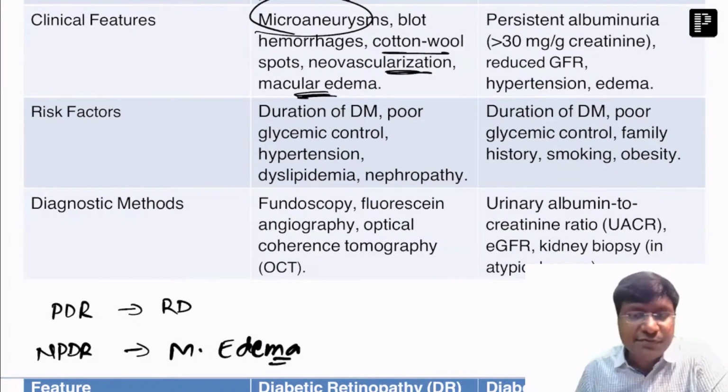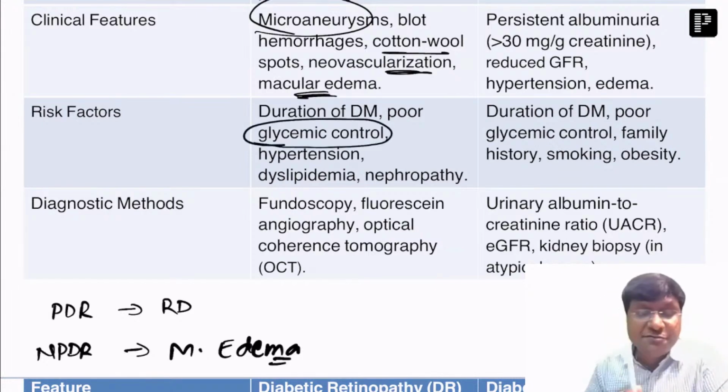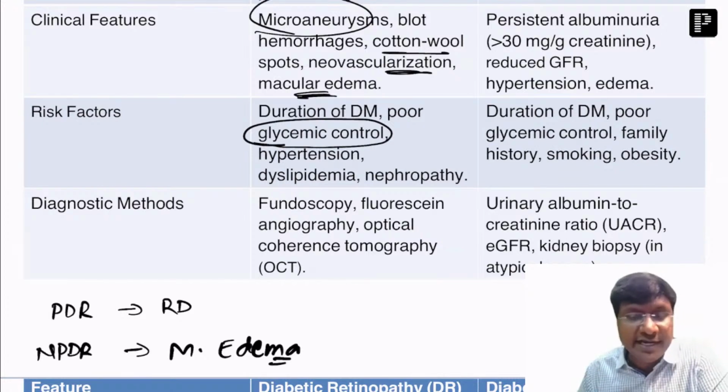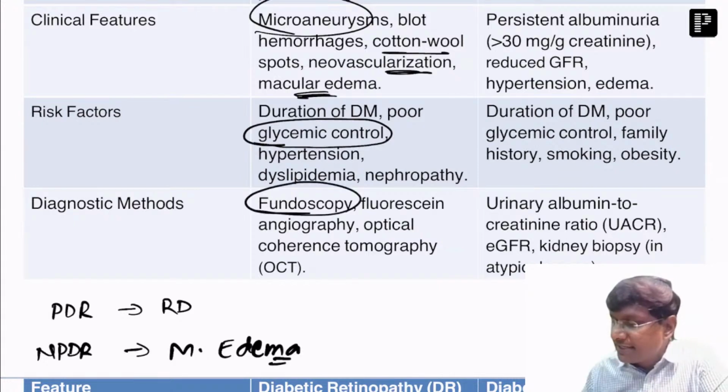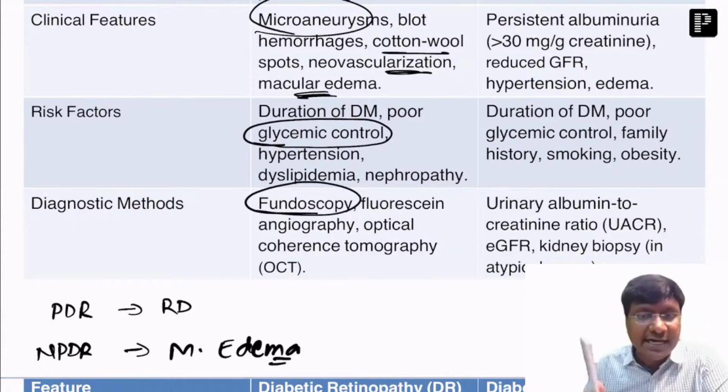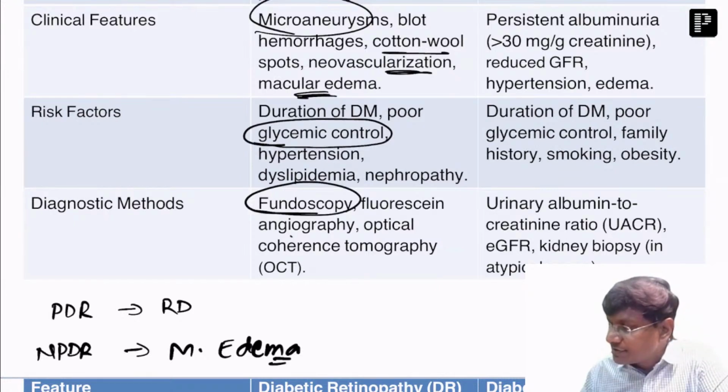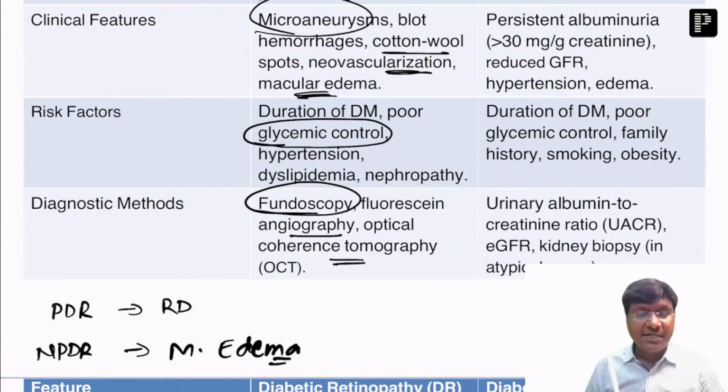And what are the risk factors for diabetic retinopathy? Very important, as I have said, poor glycemic control. When the HbA1c is more than 7%, that will result in diabetic retinopathy. Associated with that, if there is dyslipidemia, nephropathy and hypertension, these are the associated risk factors. And how will you examine for diabetic retinopathy? Initially, fundus examination. Followed by that, the other investigations will be fluorescein angiography and then optical coherence tomography, that we call as OCT. That is your diabetic retinopathy, right?